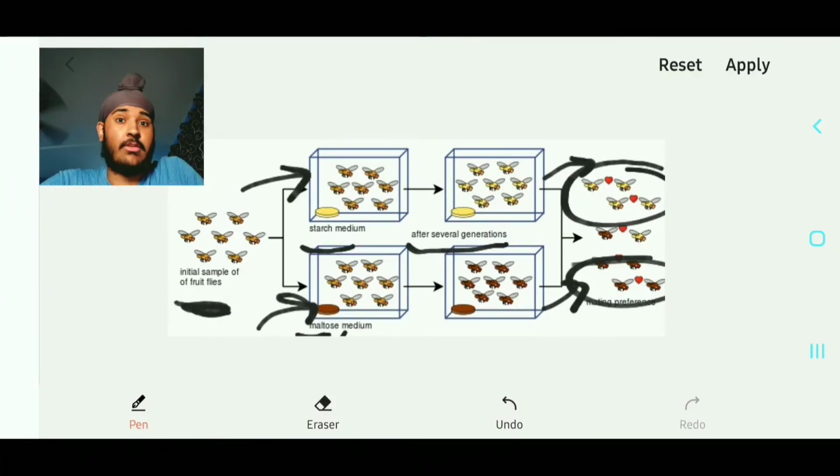So speciation has occurred. They won't be mating with each other. They cannot produce fertile offspring if they were to now mate with one another. They'd have to mate with their own kind to produce the fertile offspring. And that's pretty much it.